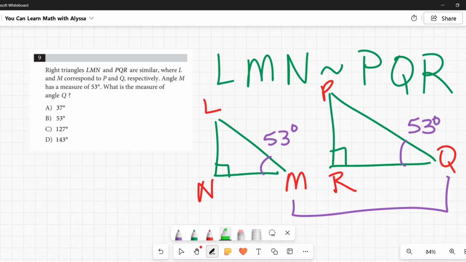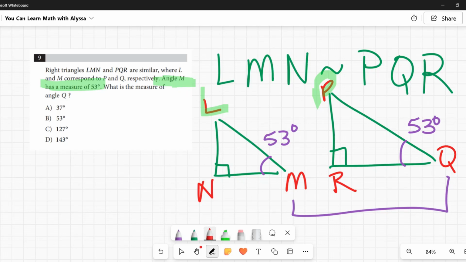Now, I should note here, I drew L and P as being the other acute angle in this triangle. We don't really know that. It is possible that L and P are the right angle, and that N and R are the other acute angles. It doesn't really matter for this problem. This is just to give myself a visual. The one thing I do know for absolute certain, which I have included in this similarity, is which angles correspond to which in the triangles, and also that angle M is one of the acute angles. It's not the right angle, and it has a measure of 53 degrees.